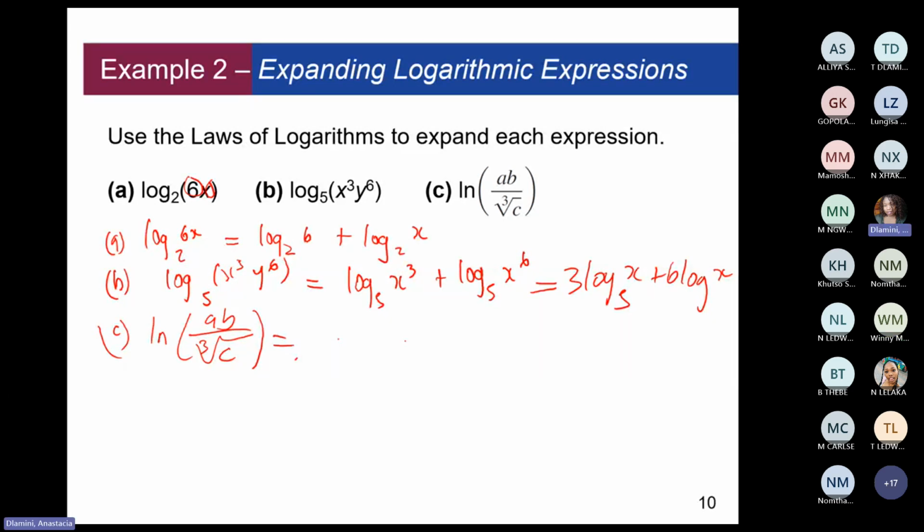Guys, let's do C. C looks similar to what we have in the assignment. I think we have log in the assignment. We use law 2 to expand. How are we going to expand then?